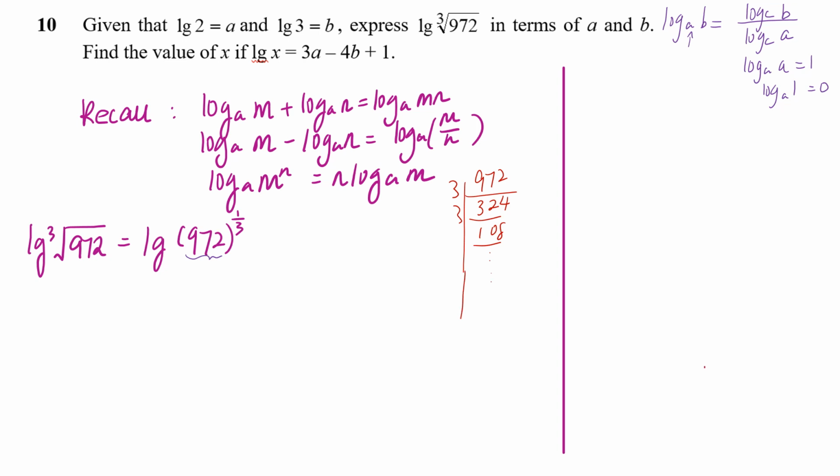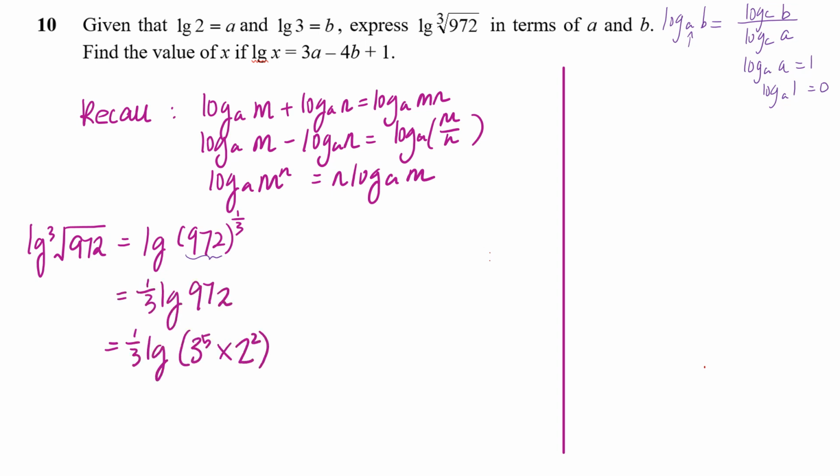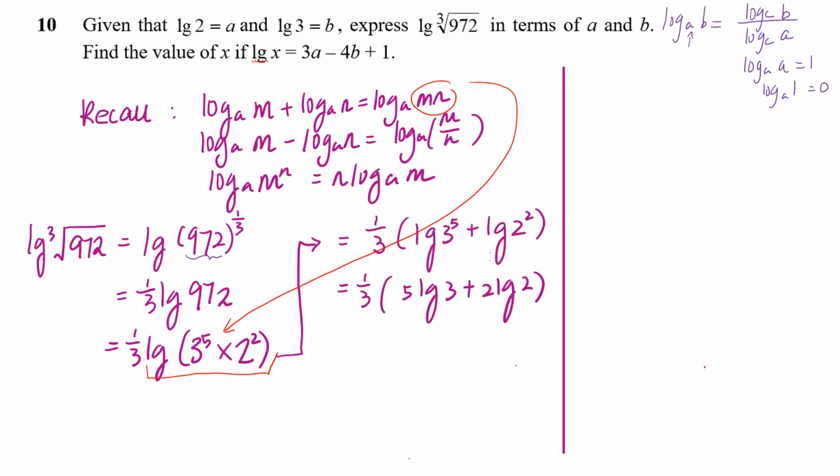And then you divide by 2. Right. So from there, you will be able to get the answer as 3 to the power of 5 times 2 to the power of 2. Right. And here, we can apply your product law. Apply the product law. Right. And then how do I get from this step to this step? We'll be applying the power law.